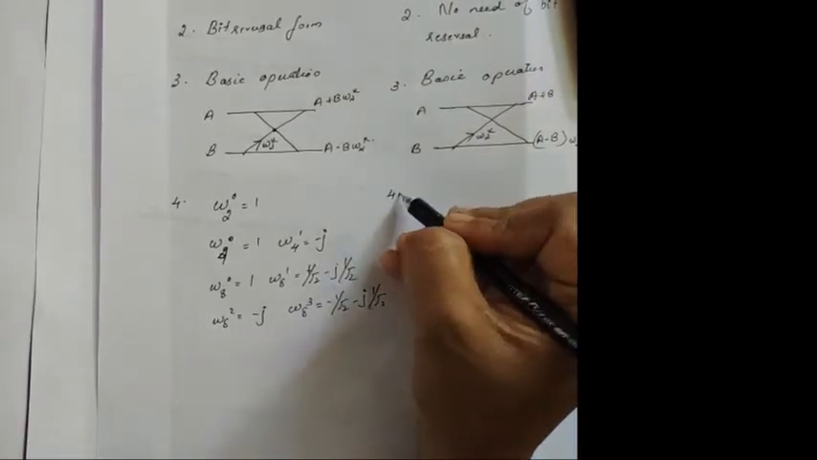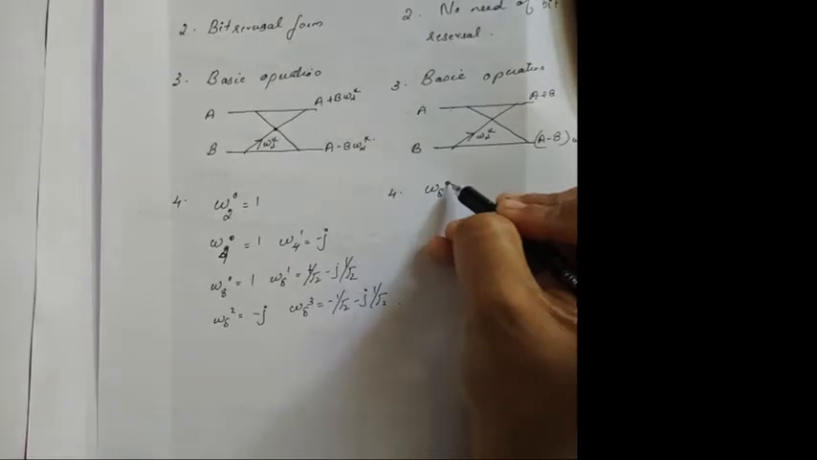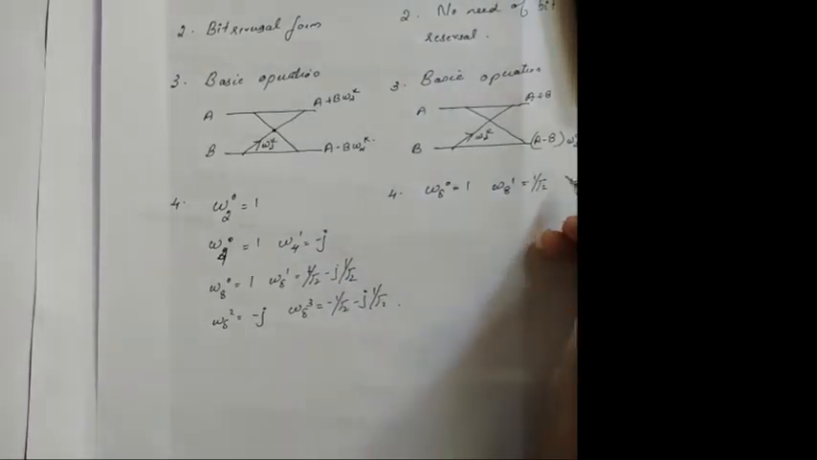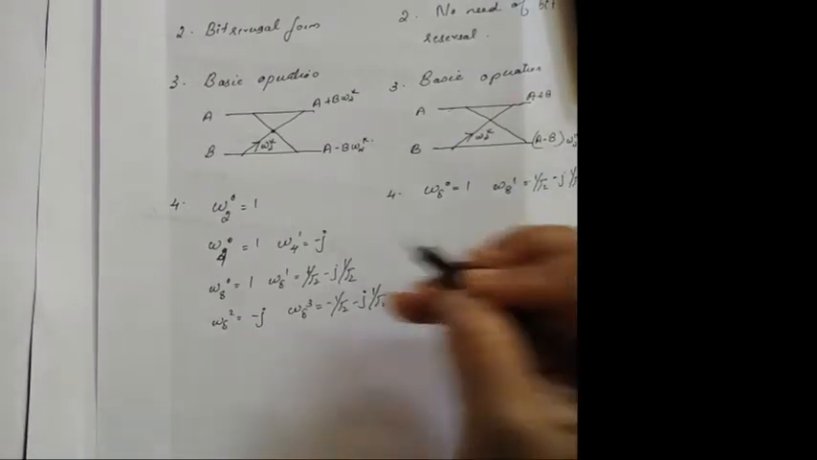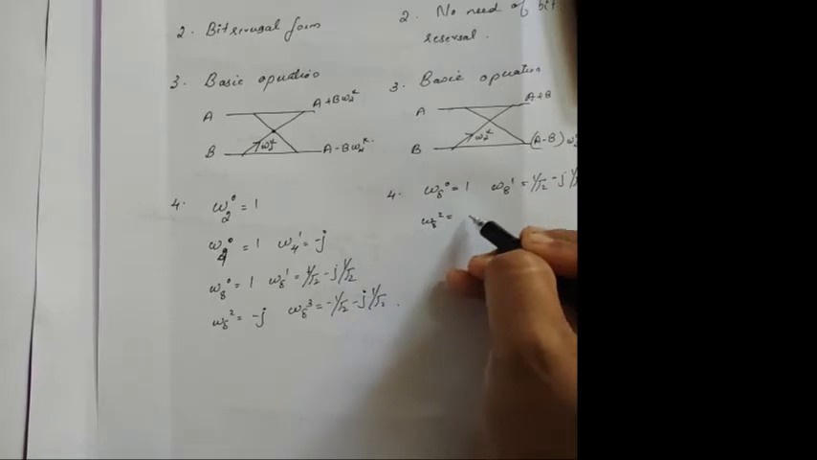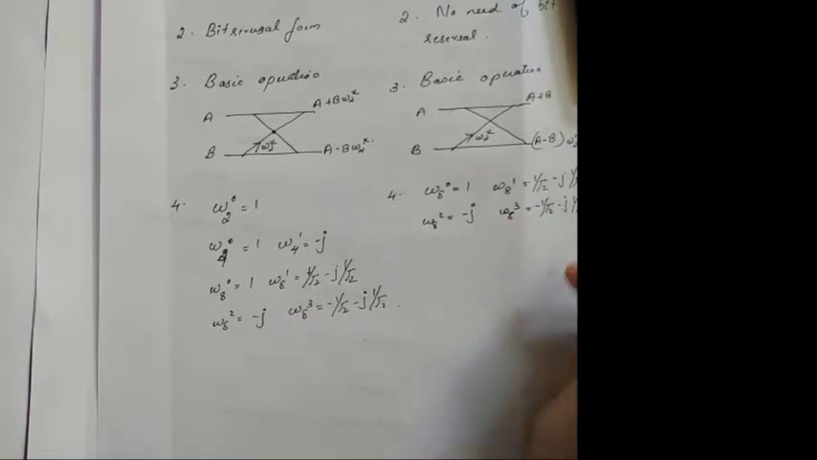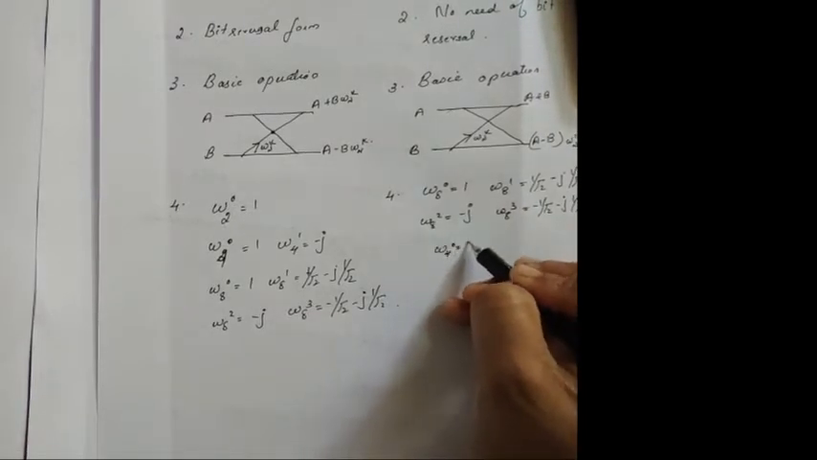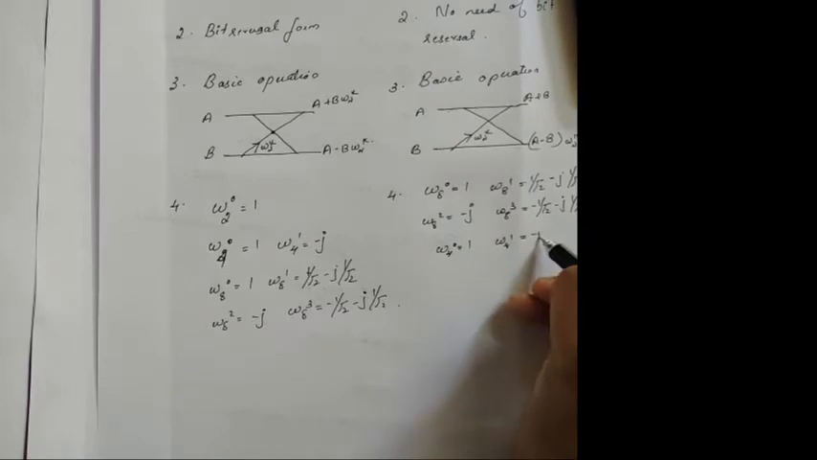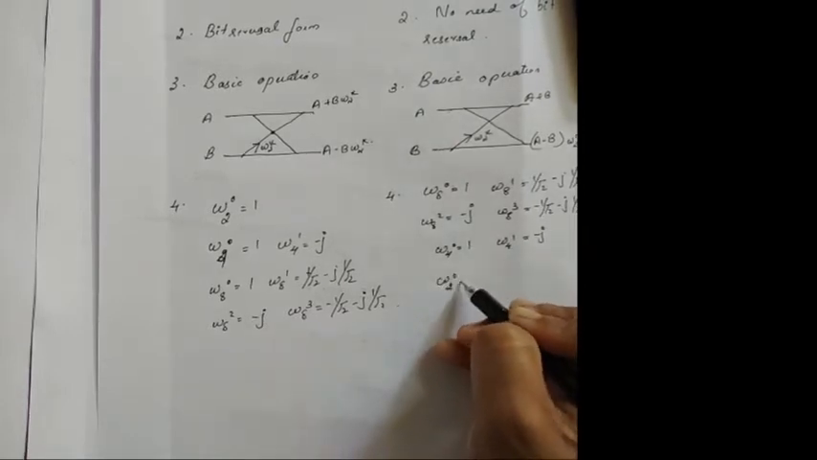In this, the fourth point, you are dealing from the backwards. That is, omega 8 power 0 is equal to 1, omega 8 power 1 is equal to 1 by root 2 minus j 1 by root 2, 8 power 2 is equal to minus j, 8 power 3 is equal to minus 1 by root 2 minus j 1 by root 2. 4 power 0 is equal to 1 and 4 power 1 is equal to minus j. 2 power 0 is equal to 1.